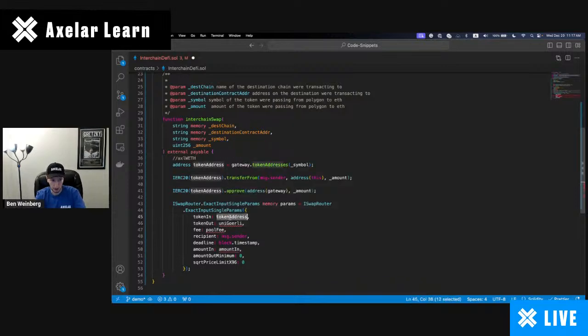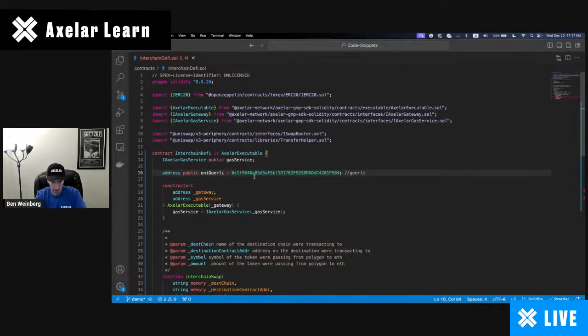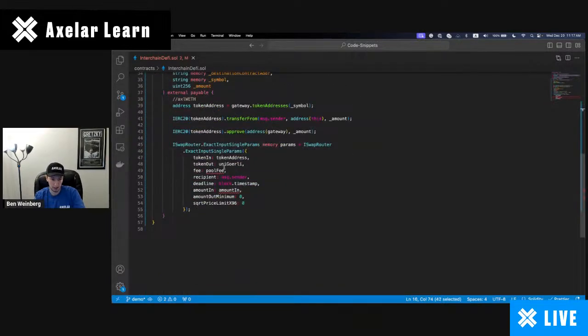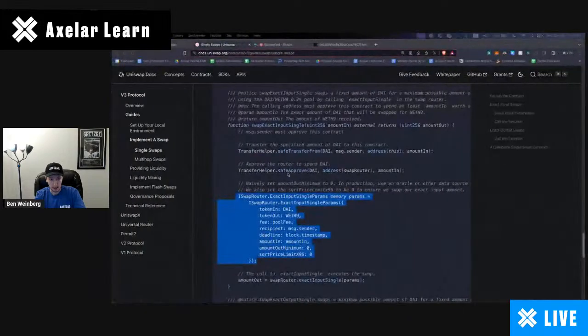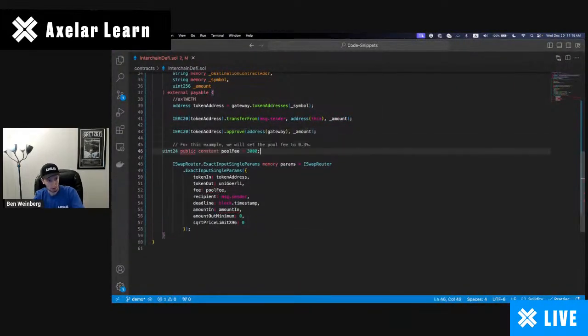We're going to be swapping WETH for Uni on Goerli. Let me actually just grab the address here of Uni-Goerli. I'm just hard coding it here for the sake of this demo. So even though we're going to be deploying this on Polygon, we're going to actually be conducting the swap on Goerli. So we need the Goerli address of this token, not the Polygon address. Next, we want to pass in the pool fee. This I'm going to take directly from Uniswap's documentation as well. How much we're going to be paying the Uniswap pool or liquidity providers. I'm grabbing this from here. So 0.3% fee that we're going to be paying.